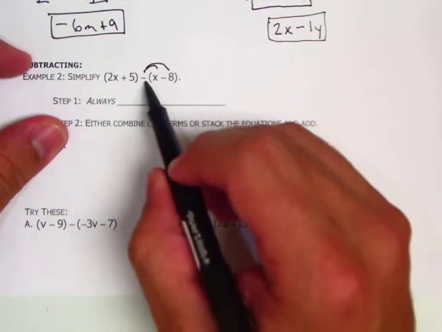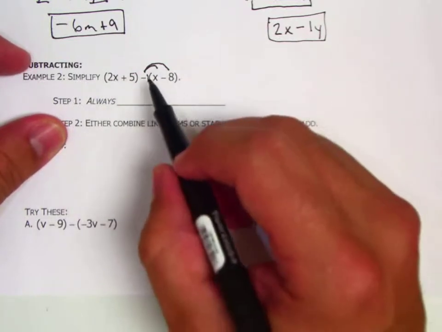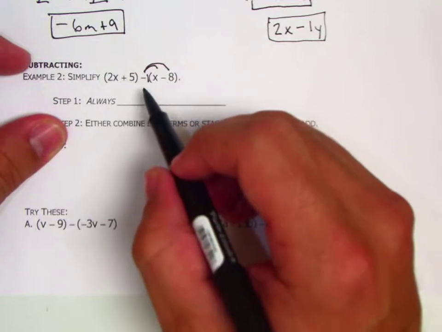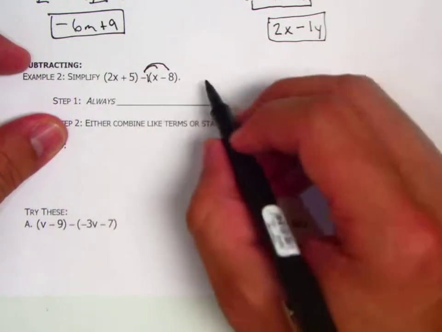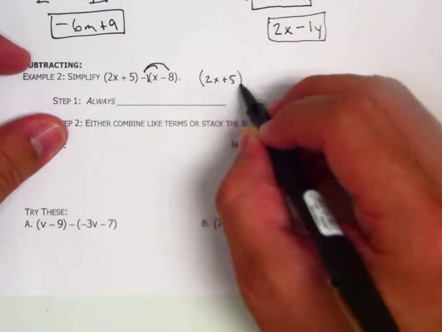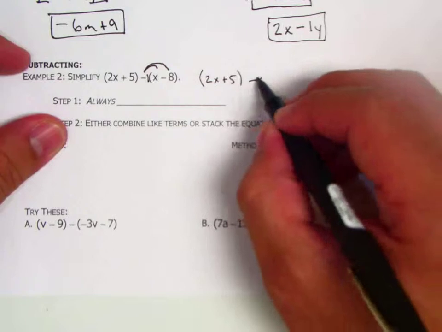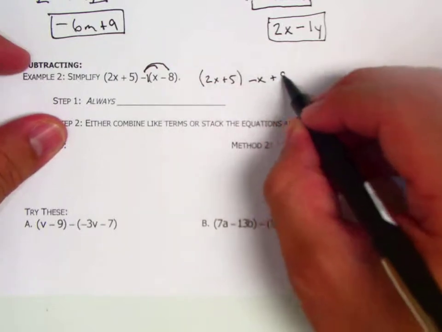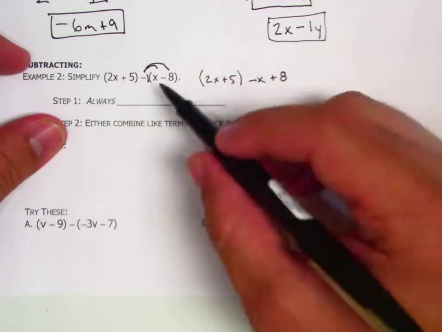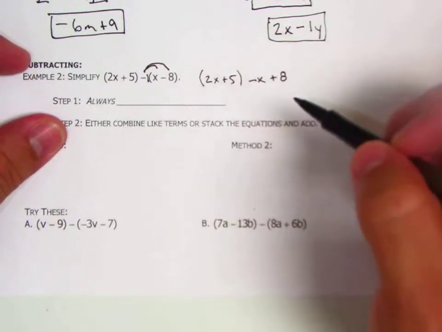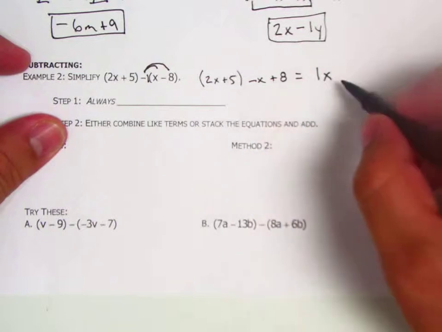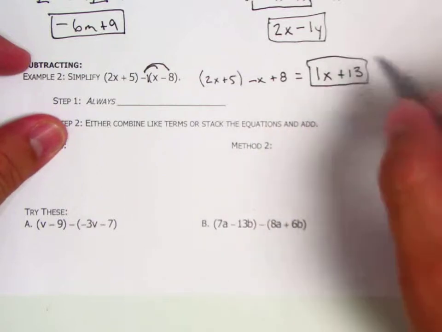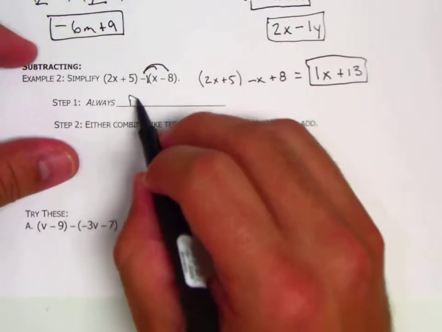The reason it's distributed is because if we dig a little deeper here, technically there's a -1 in there, and just like any other number attached to parentheses, we need to distribute the -1 into the parentheses. So let me just rewrite 2x plus 5. Once we distribute the -1, -1 times x is -x. -1 times -8 is +8. Now, once we distribute that negative, we do exactly what we did above and combine like terms. So 2x and a -x make 1x. And a 5 and an 8 make +13. So where it says always, we're always going to distribute the negative.